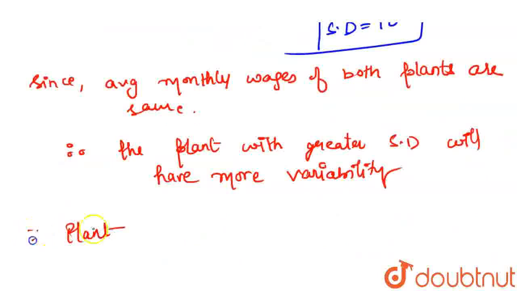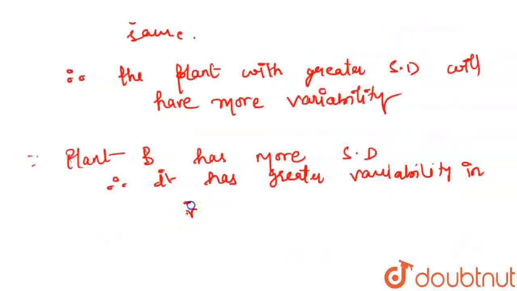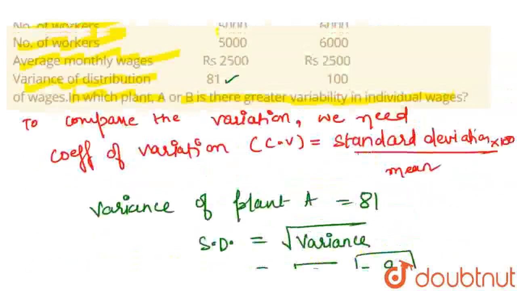So we will write here, since plant B has more standard deviation, that means it has the greater variability in the individual wages. Therefore it has greater variability in the individual wages, right? So that is what our final answer, plant B.